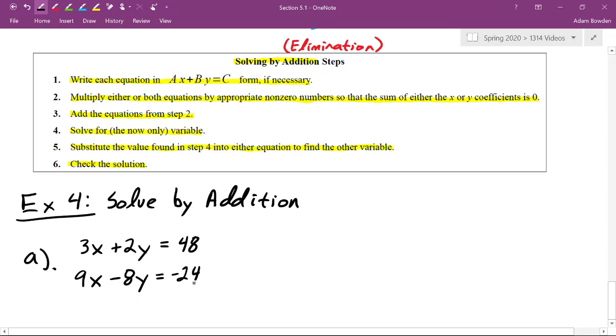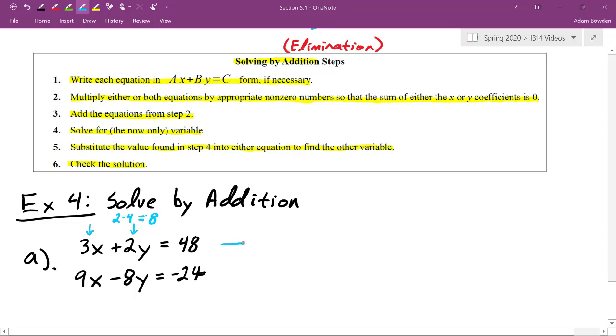Okay, here's our first system we're going to try doing. 3x plus 2y equals 48 and 9x minus 8y equals negative 24. So the solve by addition or elimination method tells us we need to make the x coefficients or the y coefficients add to be 0. So if I was to multiply the 2 and get, say, 2 times 4 and make it into a positive 8, then the positive 8 and the negative 8 from the other equation would cancel out and the y term would go away.